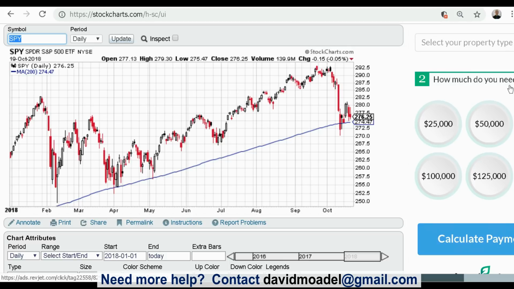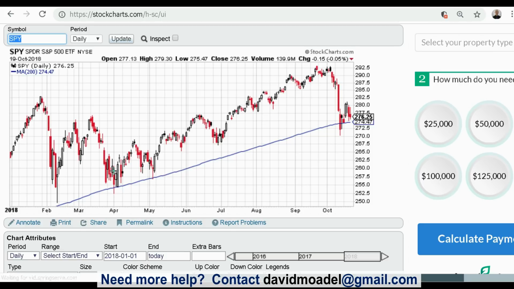All right, so we're going to start with the 200-day simple moving average, but we'll also look at the exponential moving average as well. This is 2018, the daily candlestick chart of SPY, which represents the S&P 500. Yes, it went below. It didn't close below, though, so that might not count.